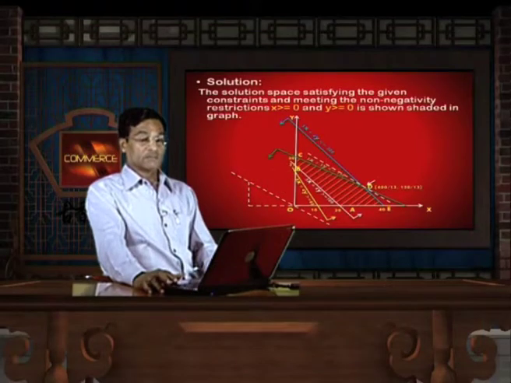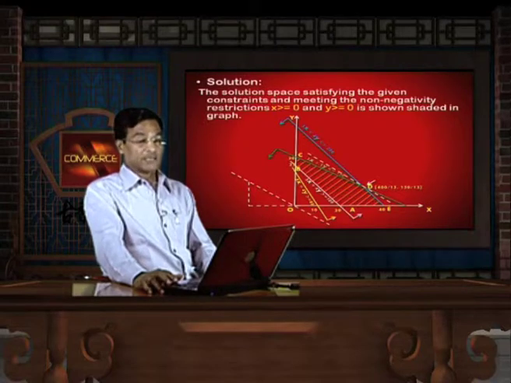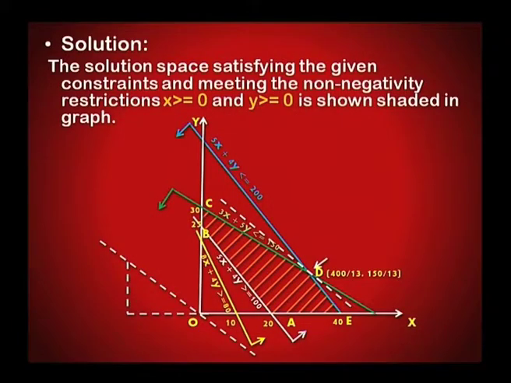Its solution space satisfying the given constraint and meeting the non-negative restriction x greater than 0 and y greater than 0 is shown in the shaded area in the graph. Here in this graph, the colored line represents the restrictions and the feasible region A, B, C, D gives the solution. The dotted line represents the objective function at z equal to 0. We move this parallel to itself and find the maximum value of z at D.